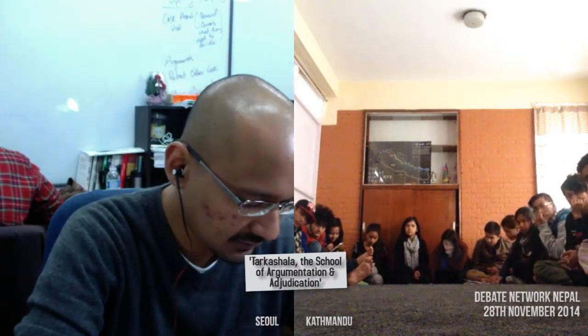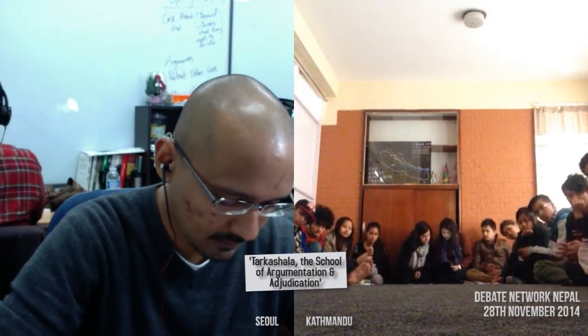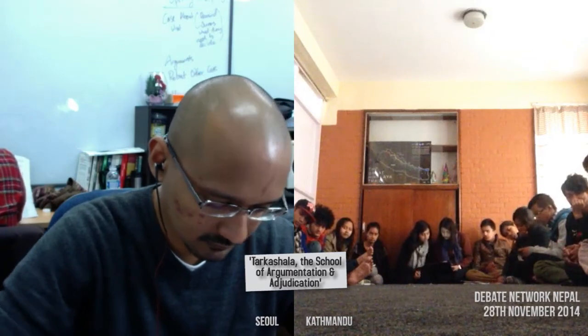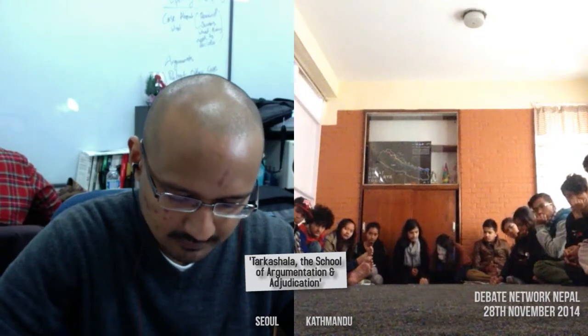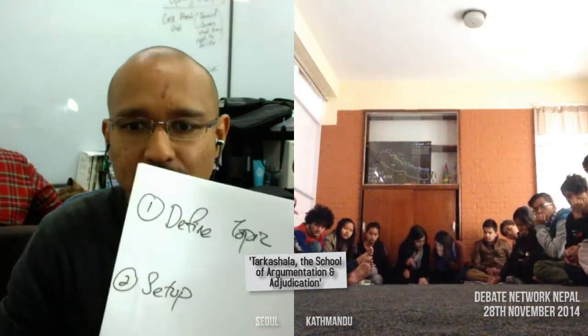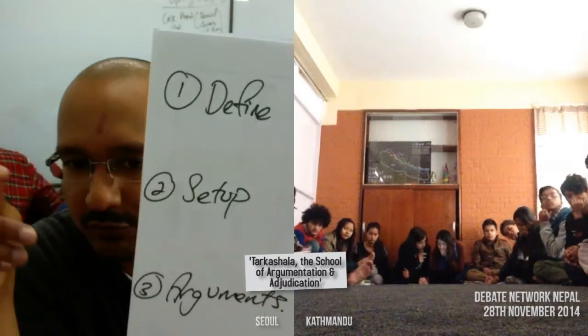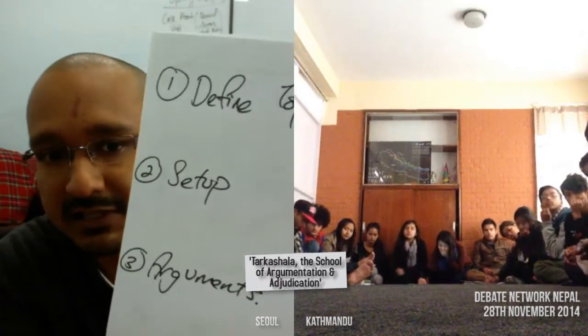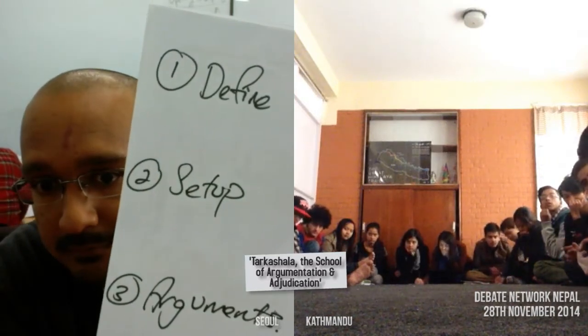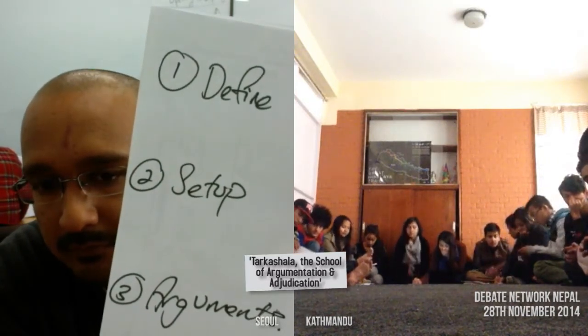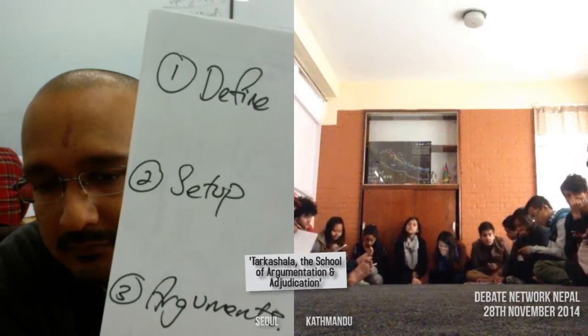Okay, so I'm going to try to map this out a little bit. Okay, I'm going to write some stuff. I do it much better if there's like a whiteboard. Okay, so those are the three steps largely, right? So the first one. It's define topic, setup, and arguments. 1, 2, 3. Define topic, setup, and arguments.